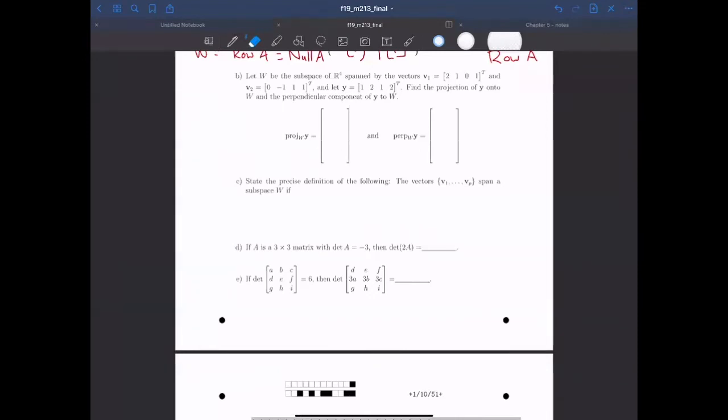So next question, let W be the subspace of R4 spanned by these 2 vectors, V1 and V2, and let Y be this vector. Let's find the projection of Y onto W and the perpendicular component of Y to W. This is a fairly straightforward computation. Does anyone want to see me do it? I mean, it's not super conceptual. You do? Okay.